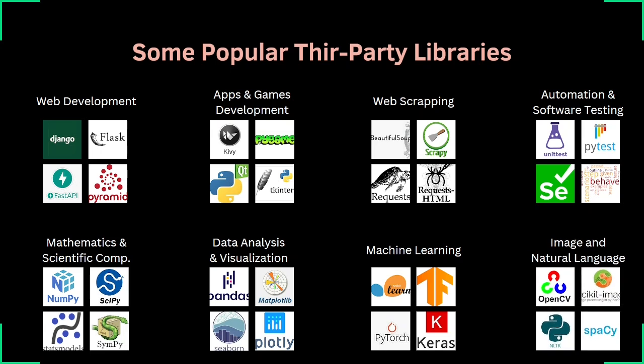And the last section I have here is image and natural language processing. Some popular AI packages dedicated to image processing and natural language processing in Python are OpenCV, Scikit-image, NLTK, which stands for Natural Language Toolkit, and spaCy.